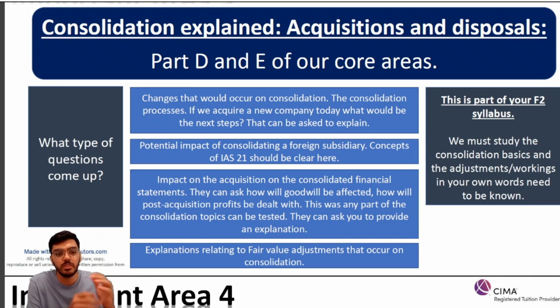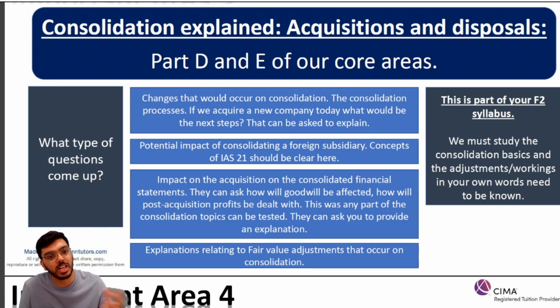What we have done is we've identified the blueprint areas given by CIMA. According to those blueprint areas, we identified topics which can be important for students to study, like I mentioned above, and I'm showing you the bifurcation as well. So consolidation falls in part D and E of your core areas. You may be wondering what type of questions come up, because consolidation is very number oriented, right? You may think that consolidation means preparation of the financial statements, which you are not required to do from the case study perspective. So what type of questions come up?